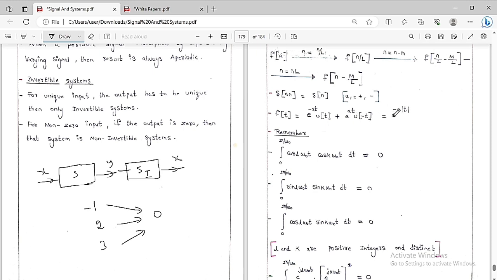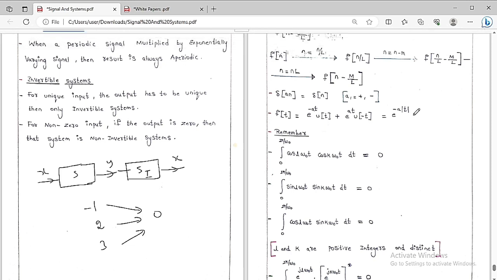How can I write e to the power of minus a into mod t? Very simple. Mod t is equal to t for t greater than or equal to 0, and mod t is equal to minus t for t less than or equal to 0. So clearly, for t greater than or equal to 0, it becomes e to the power of minus a t. For t less than or equal to 0, if you multiply by minus t, we get e to the power of a t. So like this we can write here.